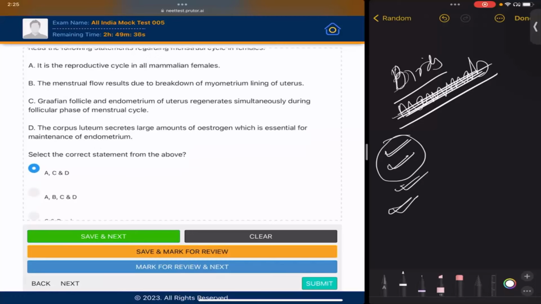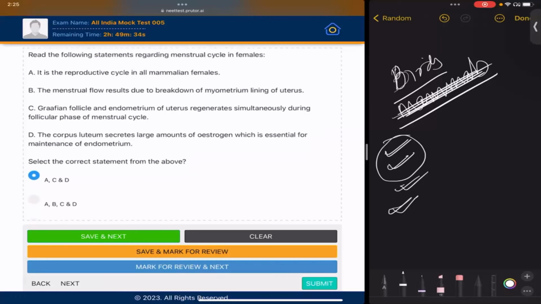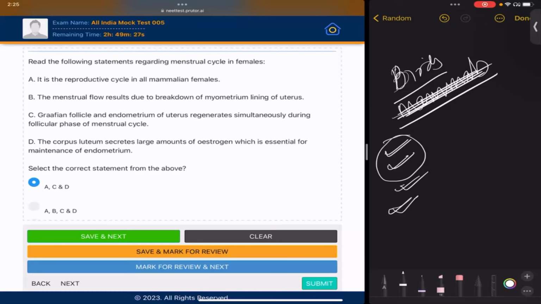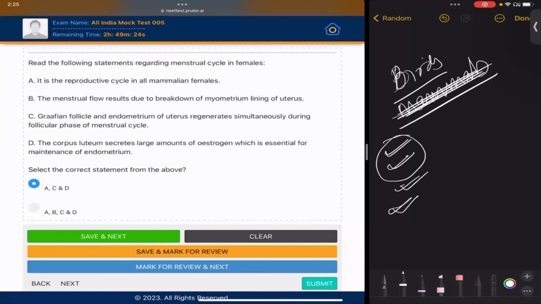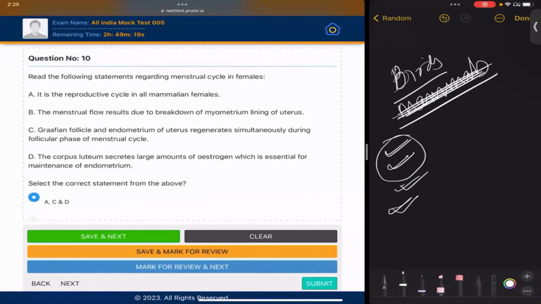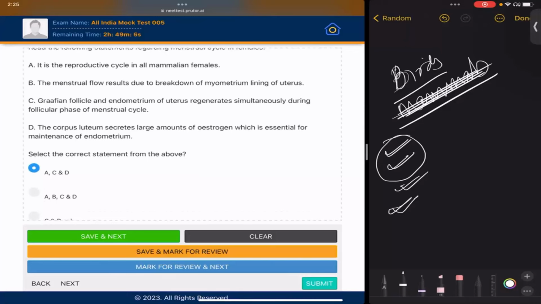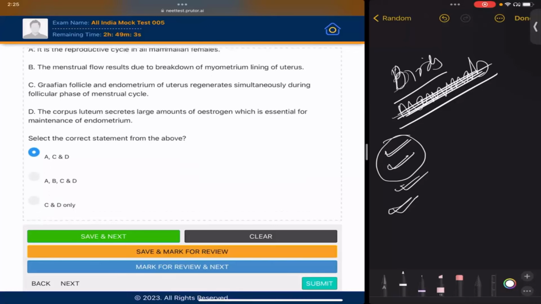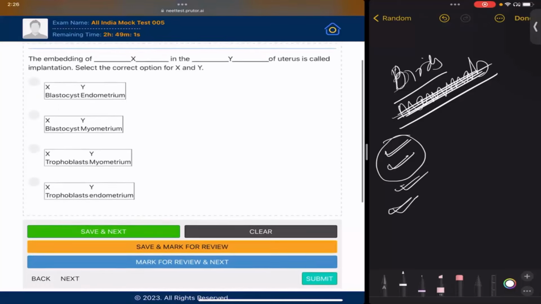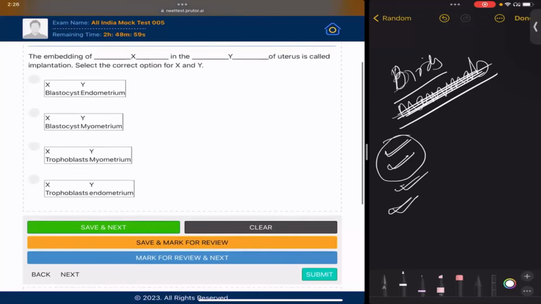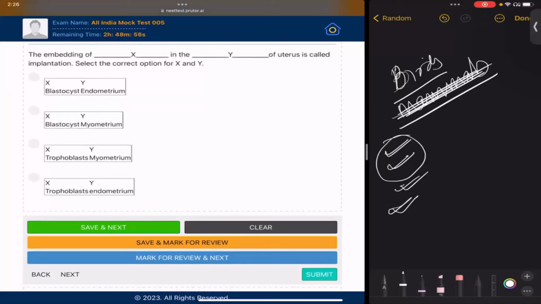We'll see other options also. Graafian follicle, endometrium, uterus regenerate simultaneously during follicular phase. Okay, this is correct. Corpus luteum secretes a large amount of estrogen. Okay. Corpus luteum does secrete estrogen, but for the endometrium progesterone is more essential. But this can be correct, right? Because estrogen is also important, but progesterone is more important. The embedding of blastocyst in the endometrium of the uterus is called implantation. Obviously, embedding will be of the blastocyst in the endometrium.